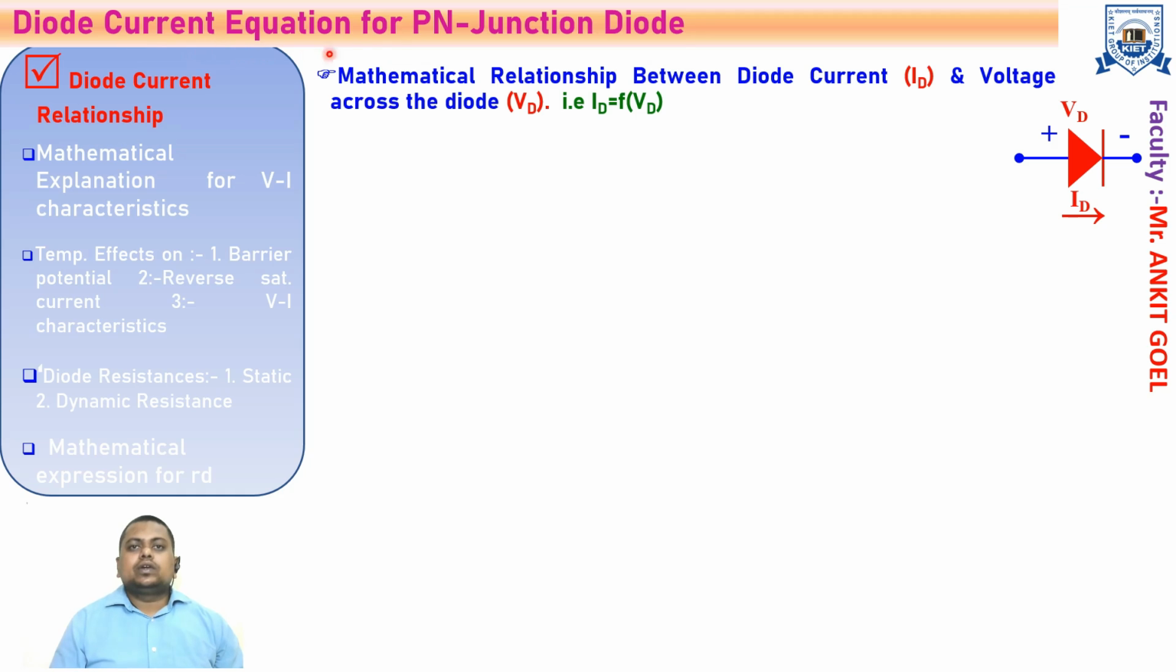Let's discuss the diode current equation for the PN junction diode. Diode current equation is the mathematical relationship between the diode current and the voltage across the diode. It is nonlinear in nature, and we will see with the diode current equation it is exponential in nature. Also, this equation is temperature dependent. So let's start with the diode current equation.